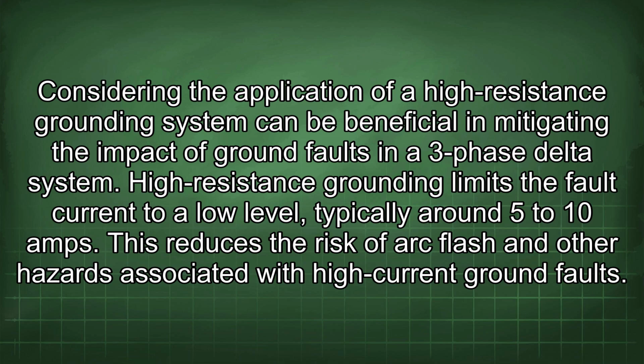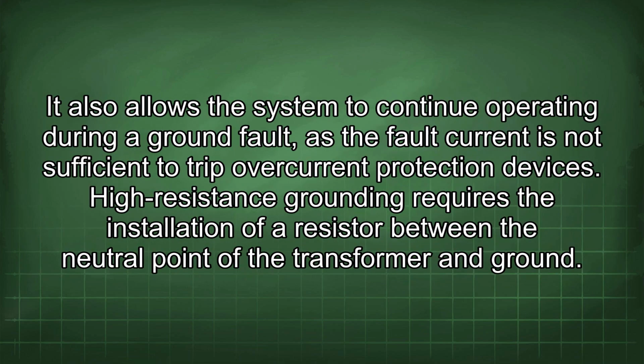Considering the application of a high-resistance grounding system can be beneficial in mitigating the impact of ground faults in a three-phase delta system. High-resistance grounding limits the fault current to a low level, typically around 5 to 10 amps. This reduces the risk of arc flash and other hazards associated with high-current ground faults. It also allows the system to continue operating during a ground fault, as the fault current is not sufficient to trip overcurrent protection devices.